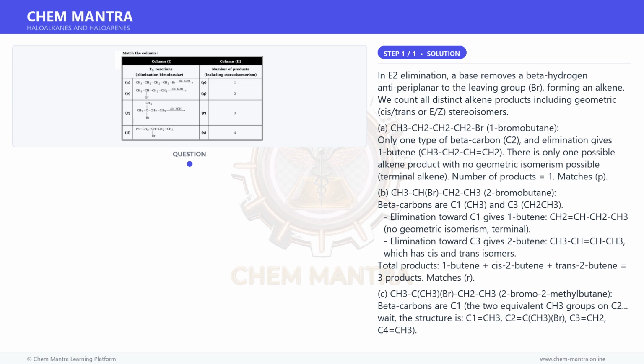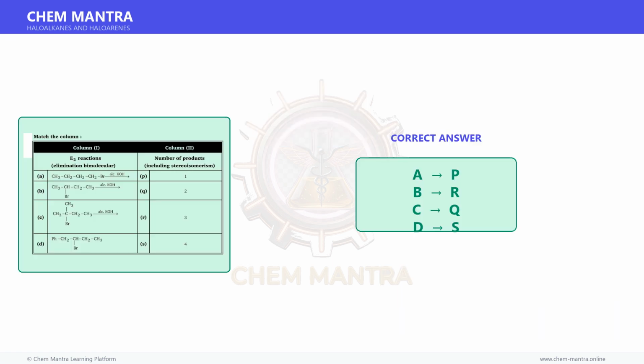Matches S. Summary. A, P, 1 product. B, R, 3 products. C, Q, 2 products. D, S, 4 products. Therefore, the correct answer is A-P, B-R, C-Q, D-S. Therefore, the correct matching is A matches P, B matches R, C matches Q, D matches S.